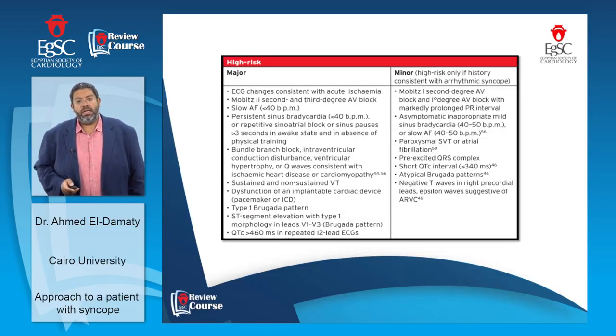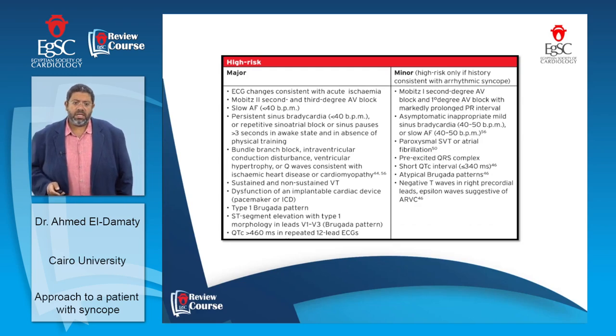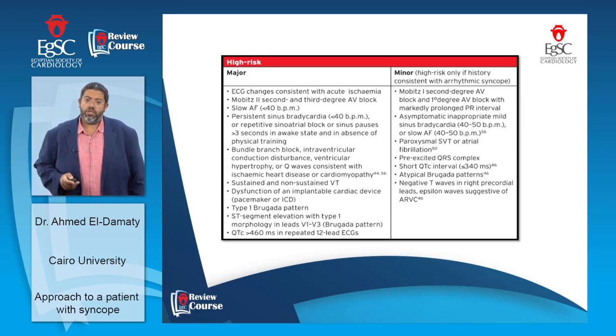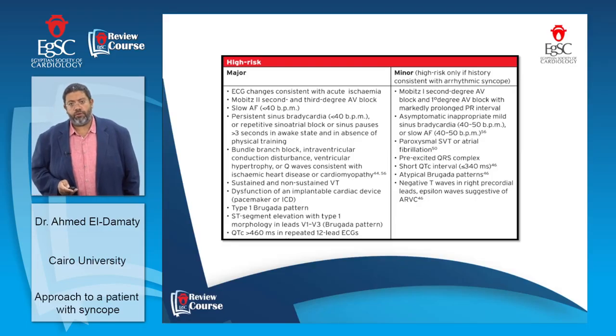The high-risk criteria that you might encounter in the electrocardiogram include evidence of ischemia, heart block, severe sinus bradycardia, evidence of a bundle branch block or more than one fascicular block, non-sustained or sustained ventricular tachycardia, Brugada pattern in the electrocardiogram, a QT interval that is prolonged, and there are a few other minor risk factors that we could review.